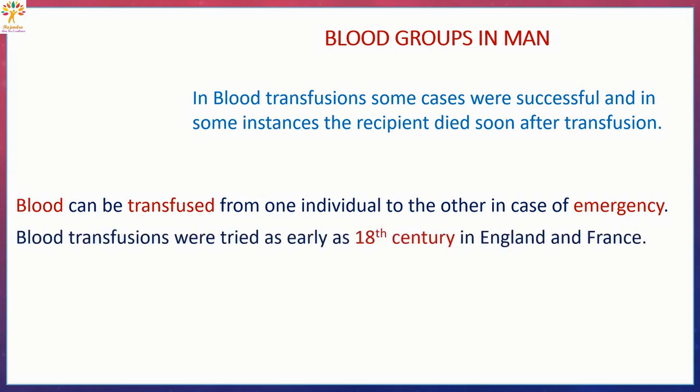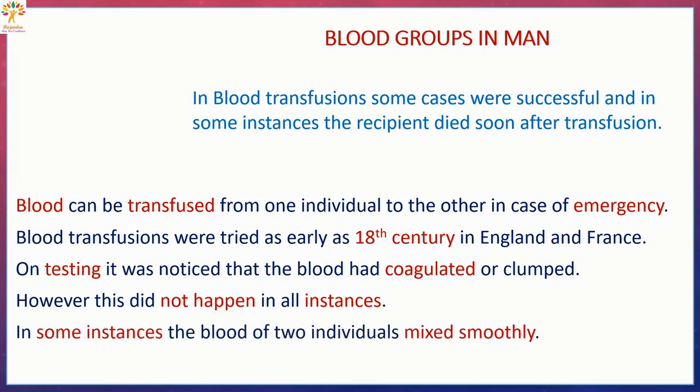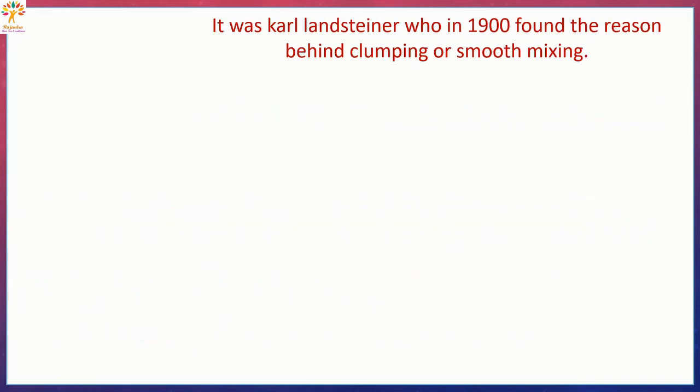Blood transfusions were tried as early as the 18th century in England and France, but on testing it was noticed that the blood had coagulated or clumped, though this did not happen in all instances. In some instances, the blood of two individuals mixed smoothly, but in others it did not mix smoothly or got coagulated. So it was Karl Landsteiner who in the 19th century found the reason behind the clumping.